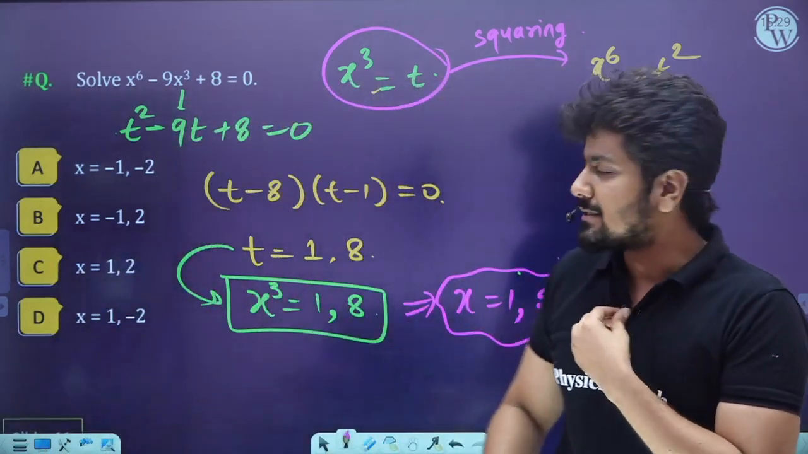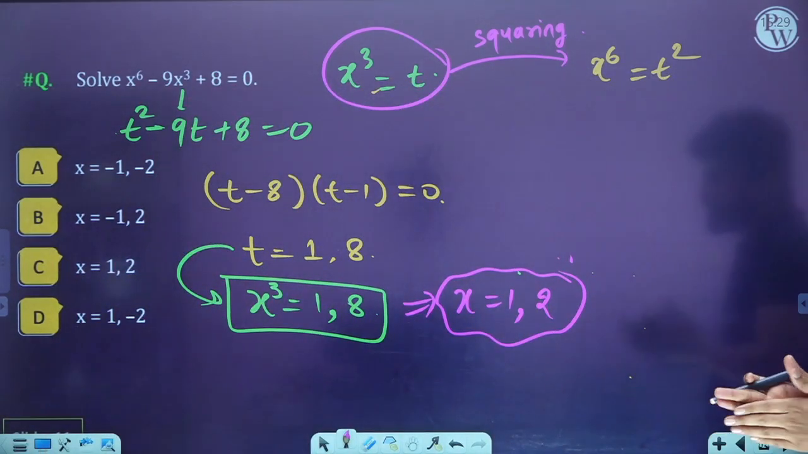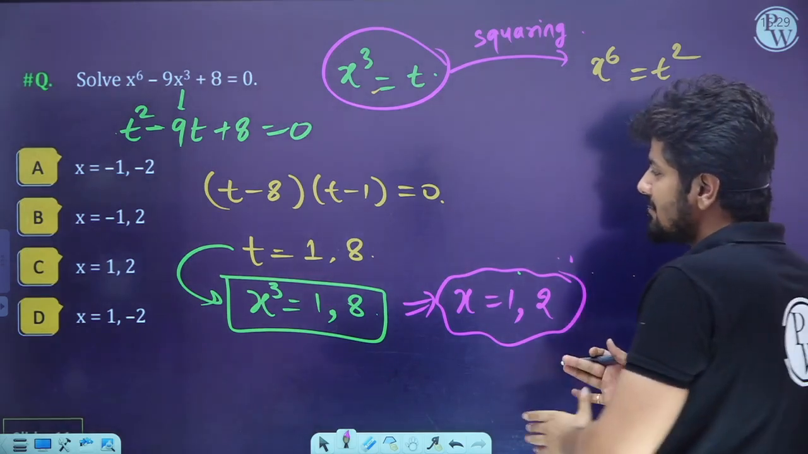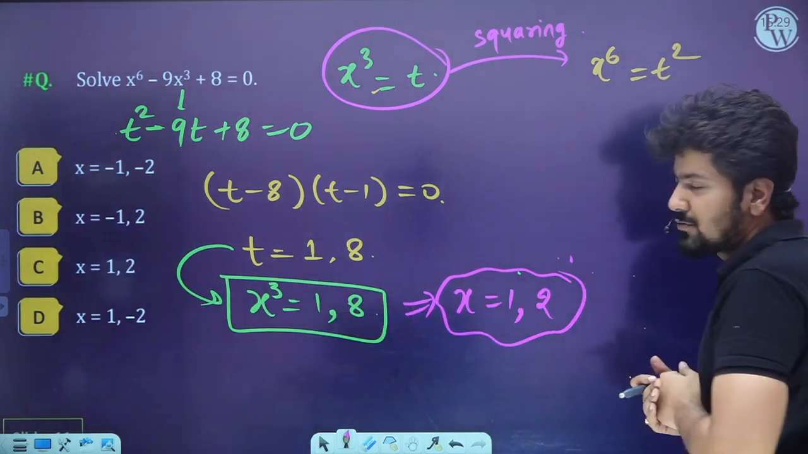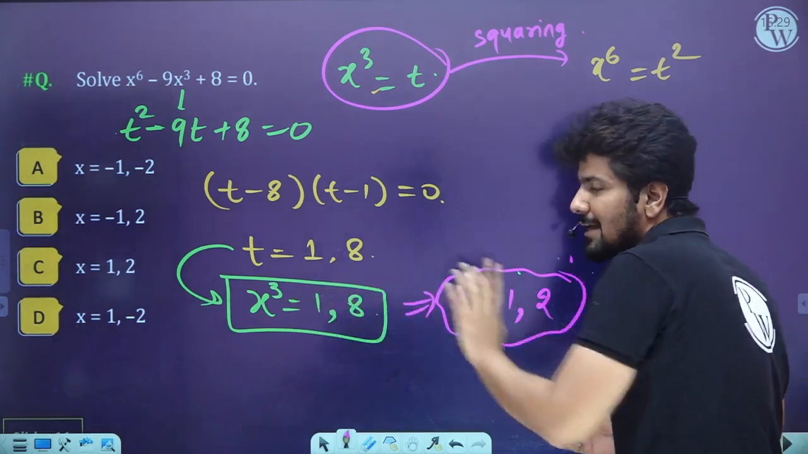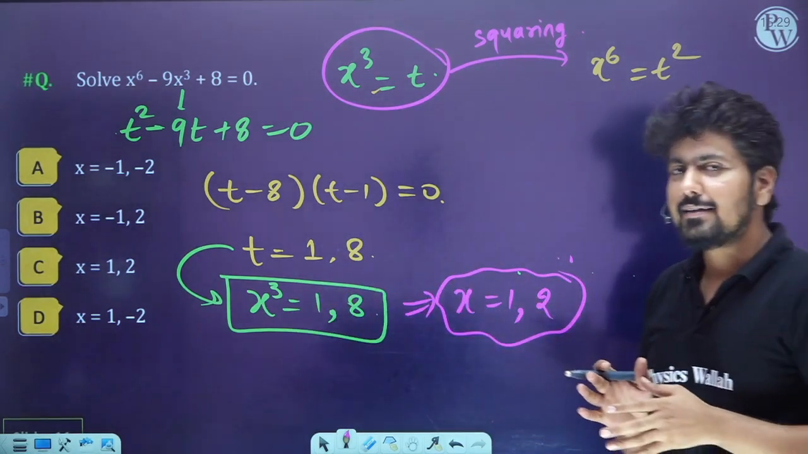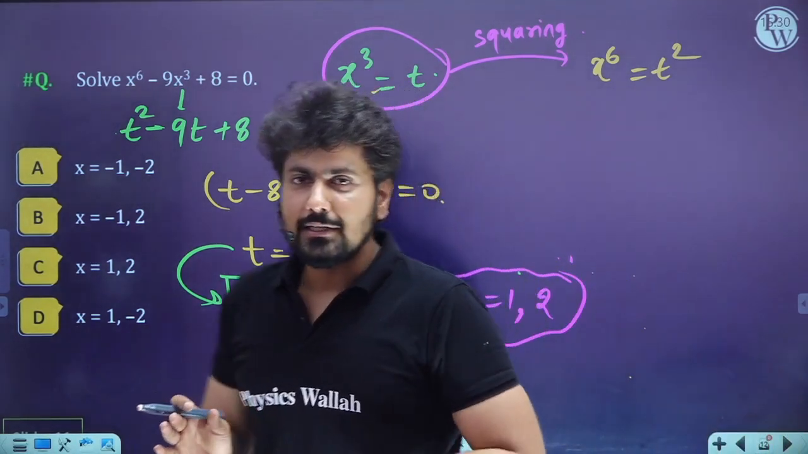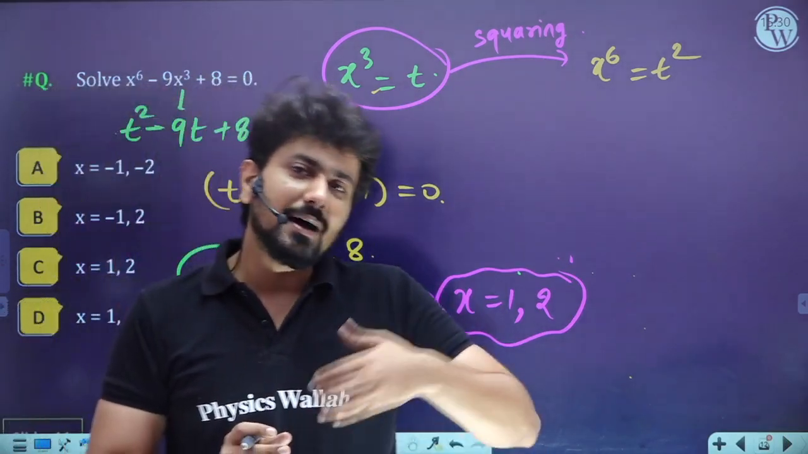And what is that mistake? What they do? Okay, it's a very silly mistake. Some of them say that x is equal to plus minus 2 or x is equal to plus minus 1. I hope you understand that this is not true here. Okay, the cube of minus 1 is minus 1 only.